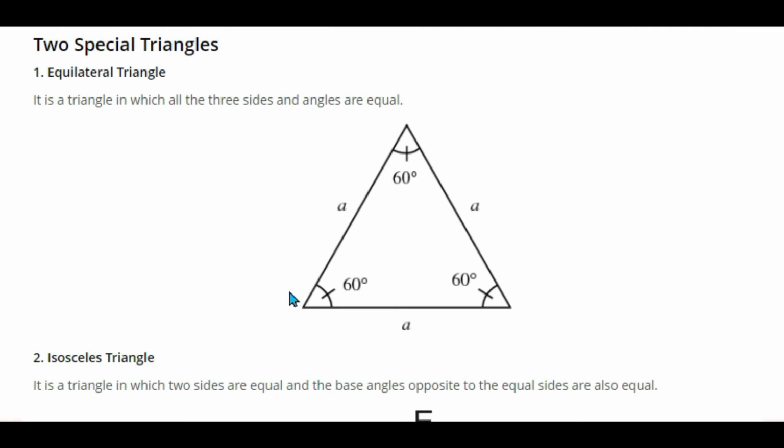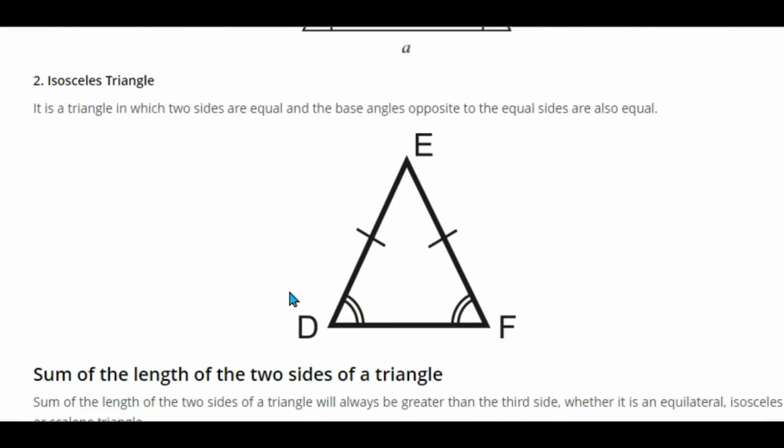Whereas if we talk about the isosceles triangle, in an isosceles triangle, two sides are equal. If these two sides are equal, then the angles opposite them are also equal. Here DE and EF are equal. So the angles opposite the equal sides will also be equal. Angle D and angle F are the opposite angles of these sides. So here D and F are also equal.